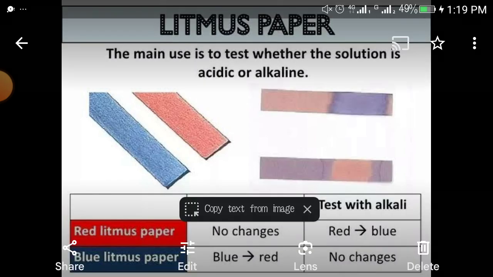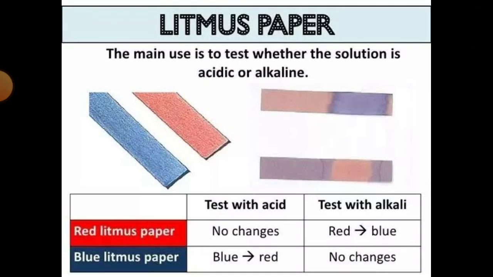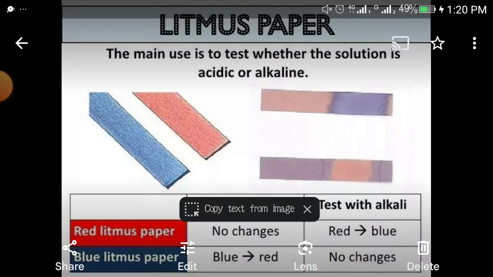and blue litmus paper. Now, if you dip red litmus paper into an acid, there will be no change. But if you dip a red litmus paper into an alkaline or base solution, it will turn blue. If you take a blue litmus paper and dip it into an acid, it will change from blue to red. If you dip a blue litmus paper into a base or alkaline, there will be no change.